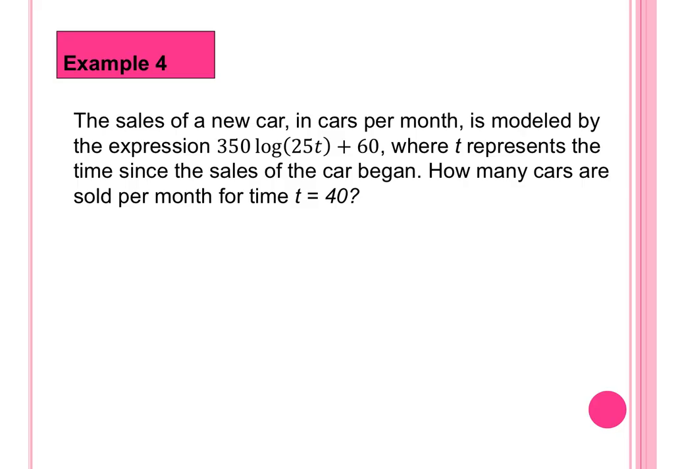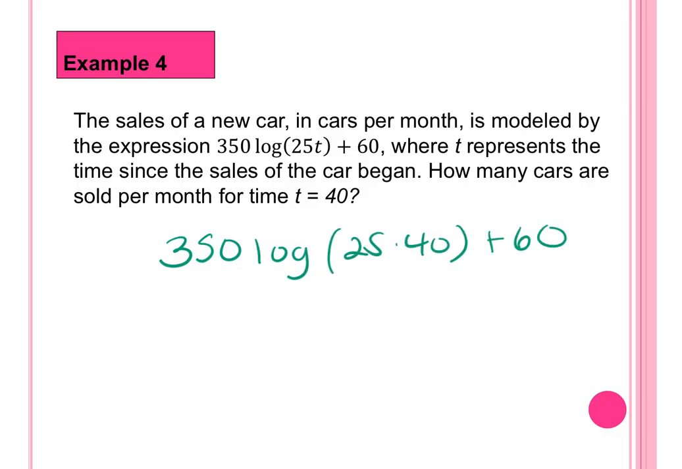Then you'll get to something like this. The sales of a new car in cars per month is modeled by the expression 350 log 25t plus 60, where t represents the time since the sales of the car began. How many cars are sold per month for time t equals 40? So what are you going to do? Plug it in. 350 log 25 times 40 plus 60.